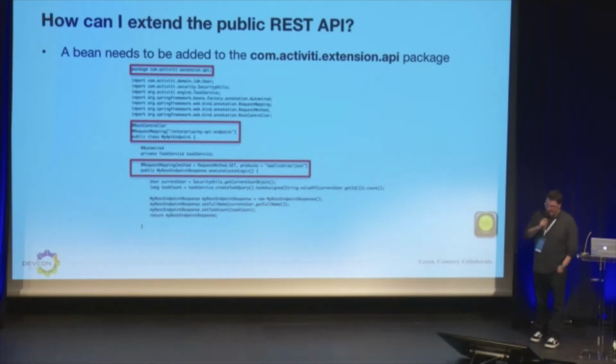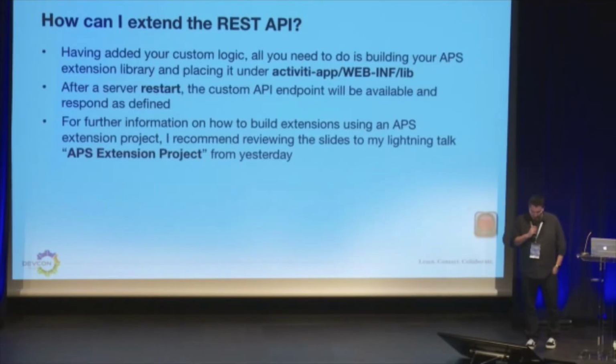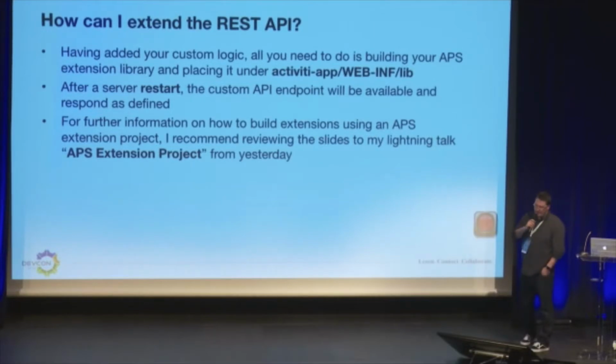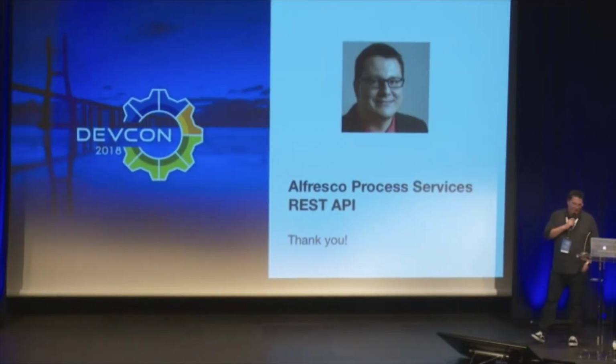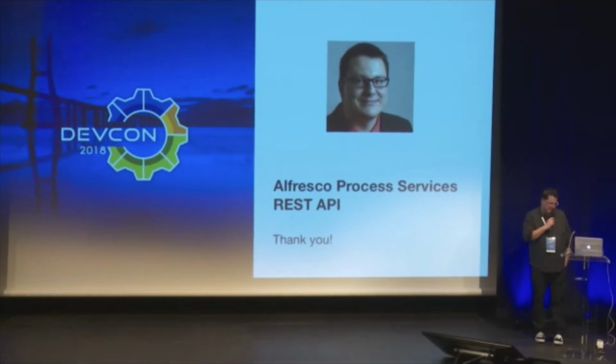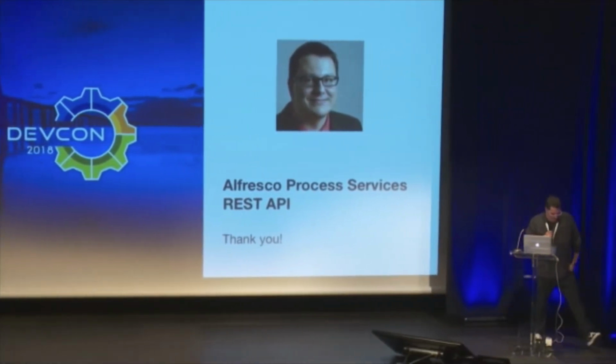In order to use the new endpoints, you just have to build an extension library and place it under activiti-app, WEB-INF, lib, and you have to restart the deployment. For further information on how to build extensions for APS, I recommend reviewing my slides for the lightning talk about the APS extension project yesterday. Thank you.